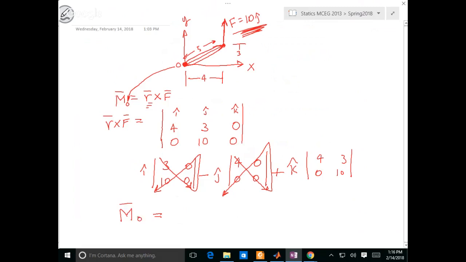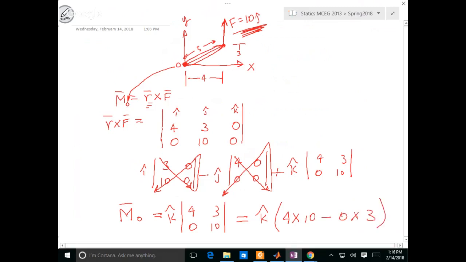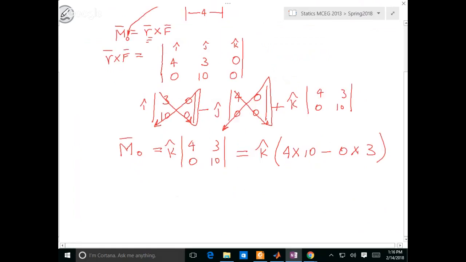So I'm going to write it down. 4, 3, 0, and 10. Oh, and a K. So if I look at this thing, I'm going to write it down now. 4 times 10 minus 0 times 3. So it just becomes 40 if I'm not mistaken. Oops. So what is transmissibility?